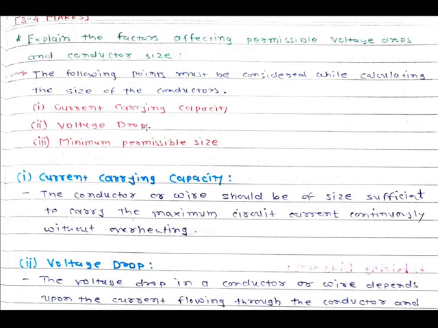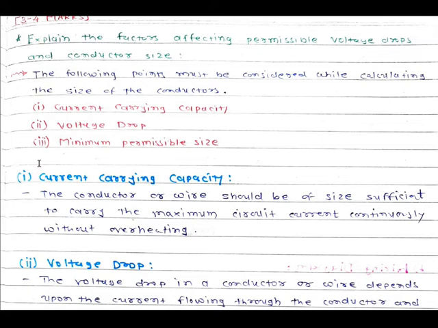Now another important question for today's video lecture is: explain the factors affecting permissible voltage drop and the conductor size. The following points must be considered while calculating the size of the conductors. So there are 3 main points for the selection of the conductor size. First one is current carrying capacity. Second one is voltage drop across it. Third one is minimum permissible size.